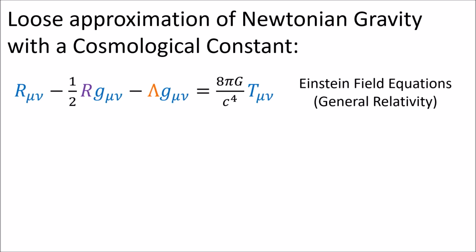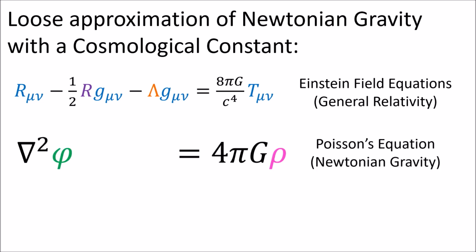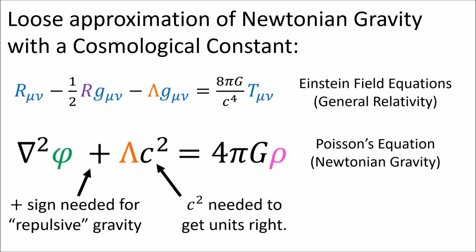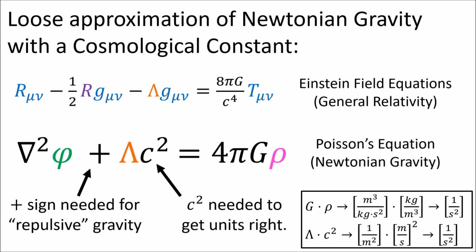The Newtonian equivalent of the Einstein field equations is Poisson's equation. So let's include a cosmological constant term in Poisson's equation and see what happens. I'm using a plus sign here since that's what's required to produce an outward repulsive force, and I'm including a factor of c squared to get the units right.